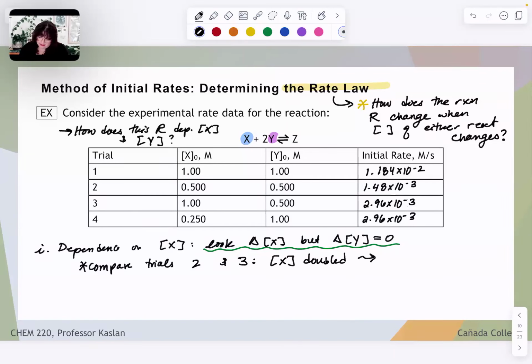And then as a result, how did the rate change? So 1.48 times 10 to the negative 3 to 2.96 times 10 to the negative 3. I'm going to go ahead and take the quotient of those two, meaning I'm going to divide them. That's how I can compare them. I could be lazy if I wanted to. I could round this up to like 3-ish and round this up to 1.5-ish, and that would then be doubling, but let's prove it to ourselves.